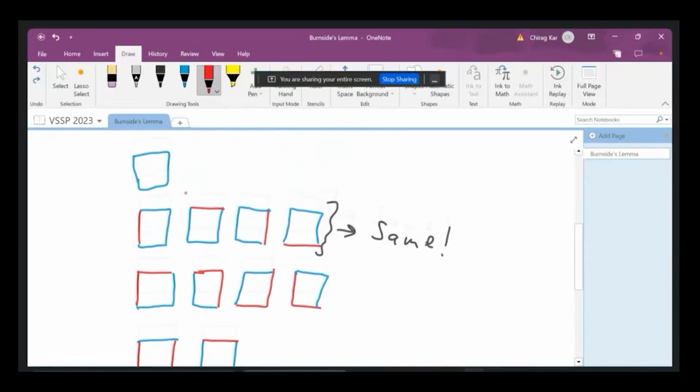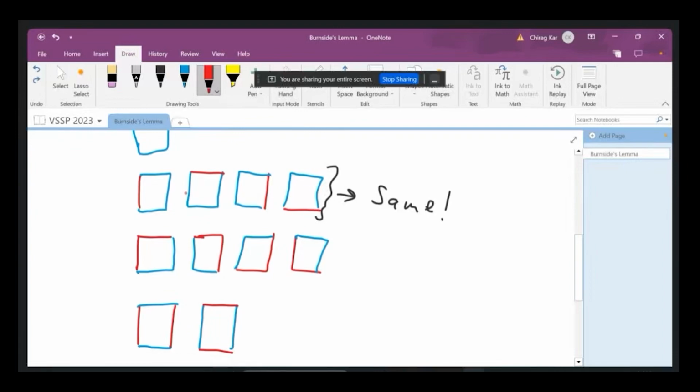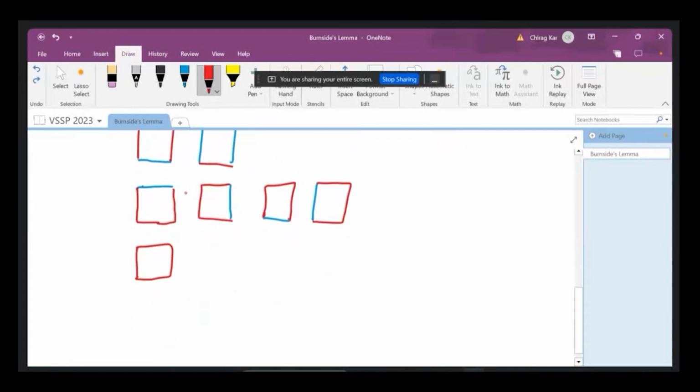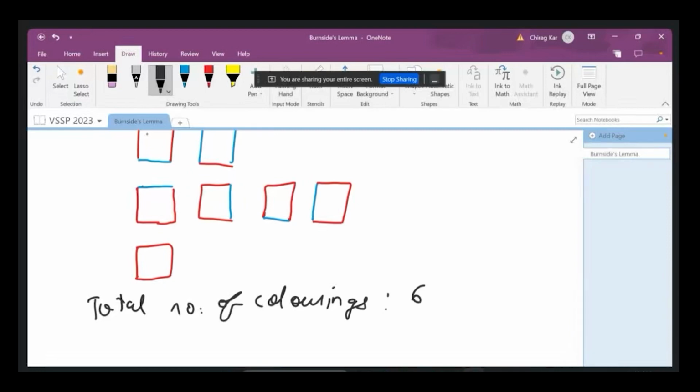At the end of the day, what is actually important for us is to figure out how many of these are actually unique. So let's take a look. So we have 1, 2, 3, 4, 5, 6. So as is clearly visible, our total number of colorings is essentially 6. And we have achieved this by explicit enumeration. Does everybody agree with me over here?